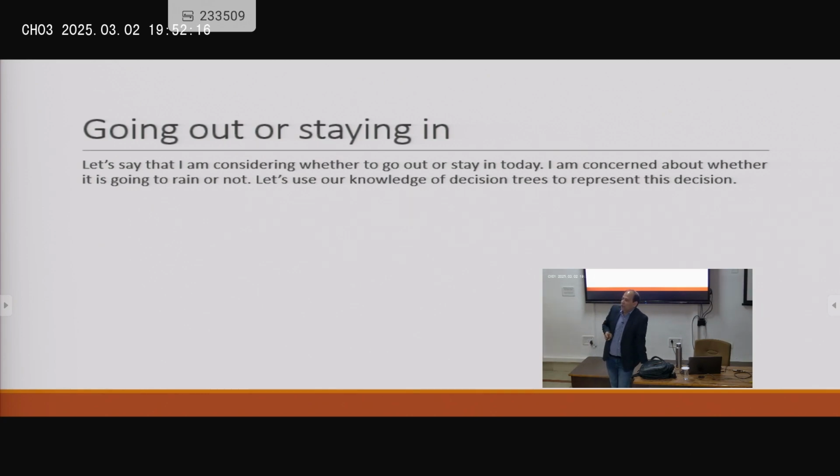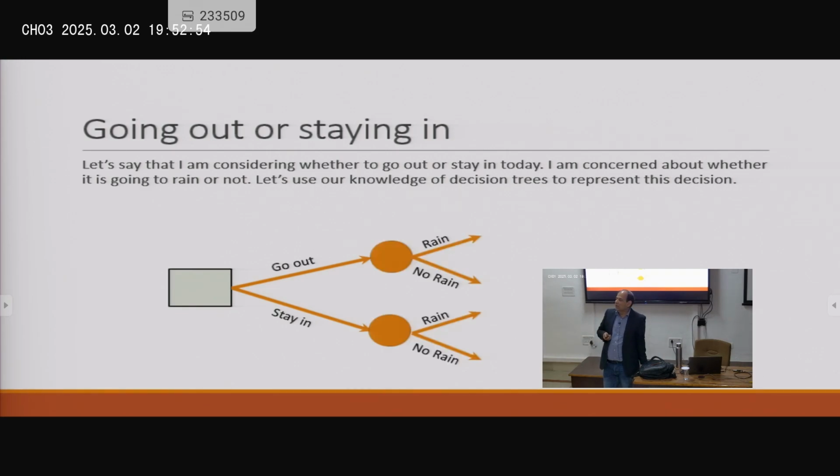Let's say that I'm considering whether to go out or stay in today, and I'm concerned about whether it's going to rain or not. Let's use our knowledge of decision trees to represent this decision. So what do I start with? Well, uncertainty? If you knew whether it's going to rain, then it would be an easy decision, right? So you start with a decision, whether to go out or not. You decide before the uncertainty unfolds. So let's say there are two possible decisions here: go out or stay in.